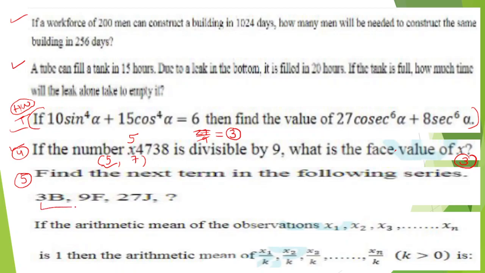So you can see here, when we are multiplying by 3 here, it is coming 9, and when we are multiplying by 3 here, we are getting 27, and again when we multiply by 3, we will get 81. And here what's going on? Okay, these questions are based on the coding and decoding chapter.